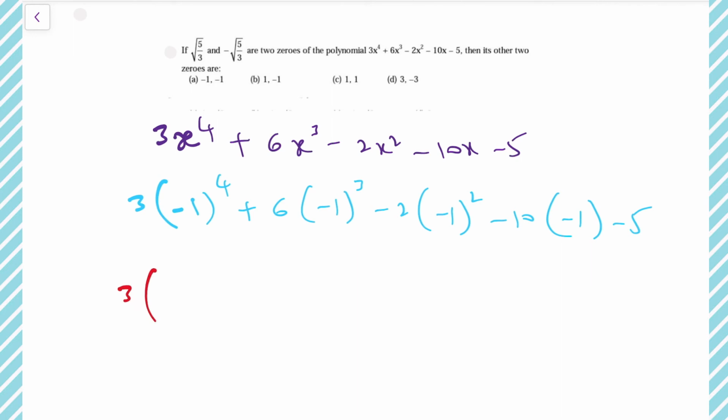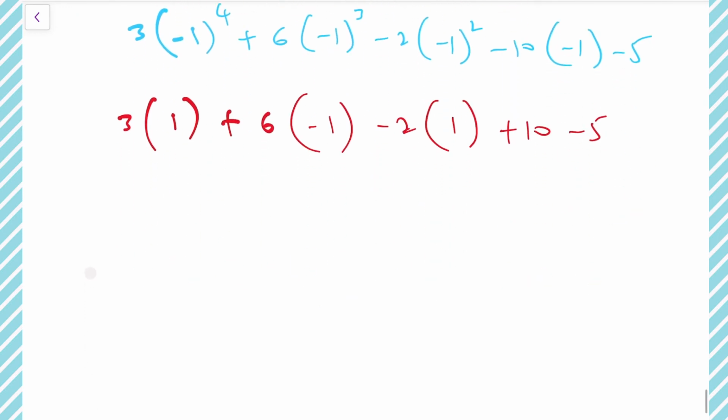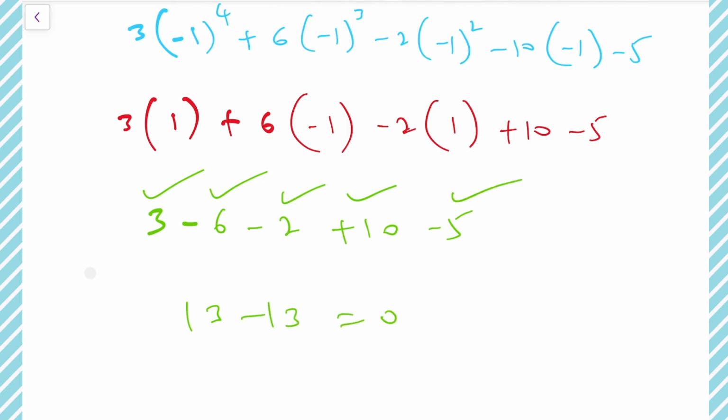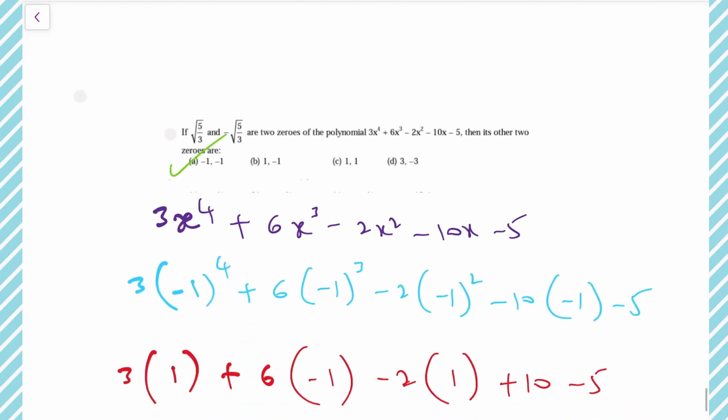3 into minus 1 power 4 is plus 1, plus 6 into minus 1 power 3 is minus 1, minus 2 into minus 1 square is plus 1, minus 10 into minus 1 is plus 10, minus 5 as usual. Still if we simplify this further, 3 1s are 3 plus 6 into minus 1 is minus 6, minus 2 1s are minus 2, plus 10 minus 5. 3 plus 10 is 13, minus 6 minus 2 is minus 8, minus 8 minus 5 is minus 13. 13 minus 13 is 0. So it means minus 1 are zeros.